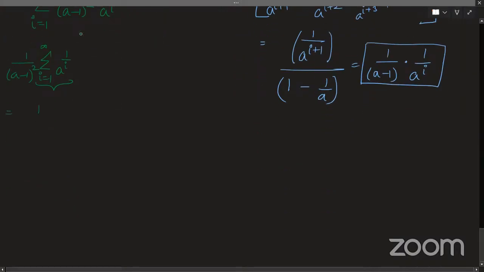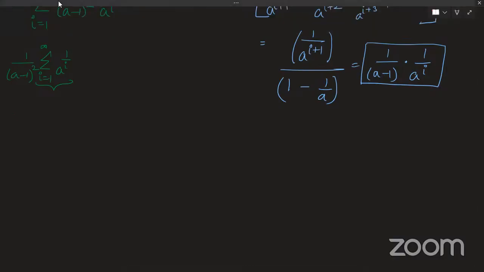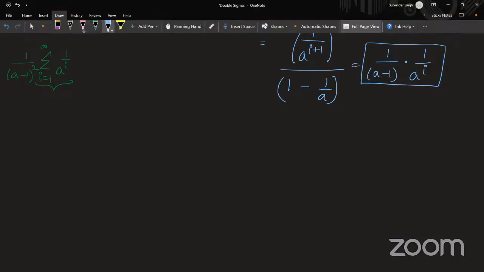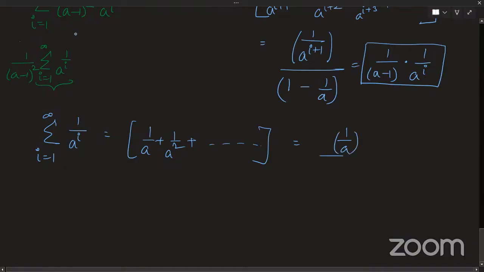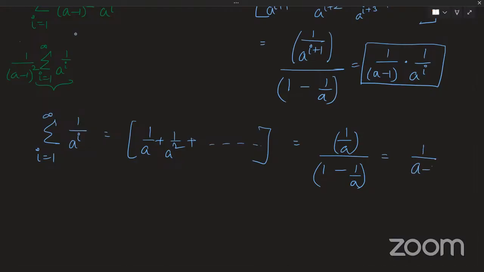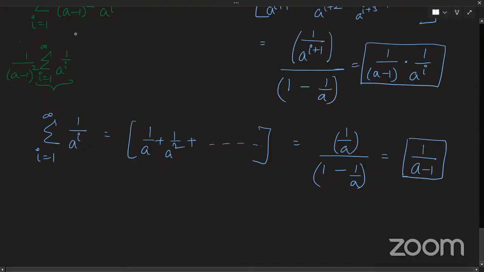Just a minute. So see, it is sigma i going from 1 till infinity, 1 by a raised to i. So this series is 1 by a plus 1 by a square and so on. Right? Everyone? What is the sum of this series? It is 1 by a, that is a by 1 minus r. Right? Yes, sir. So it becomes 1 by a minus 1.